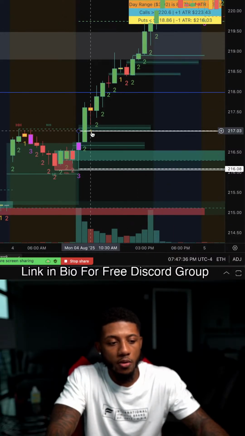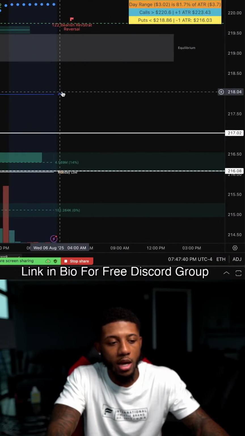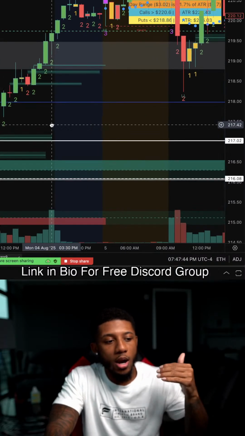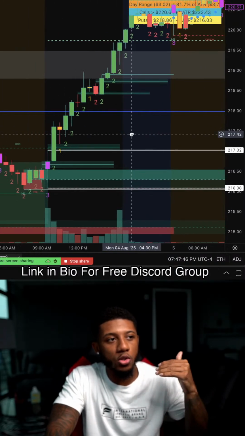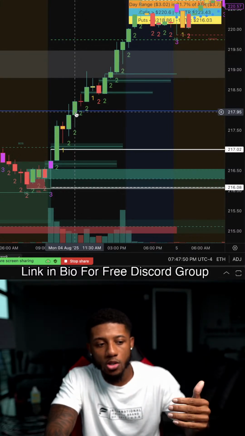Another thing to take note of, let's say you missed this entry. Well, this line right here, this blue line, is previous quarter highs. This is also a key level. So what I am looking for is, what does price want to do around this key level?